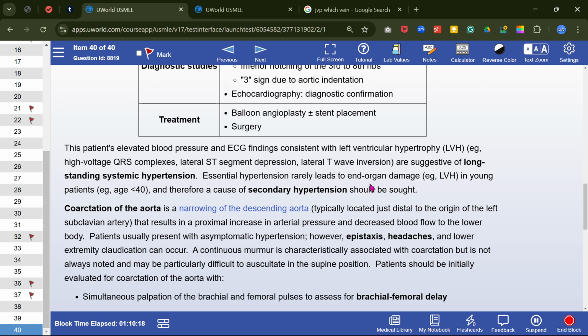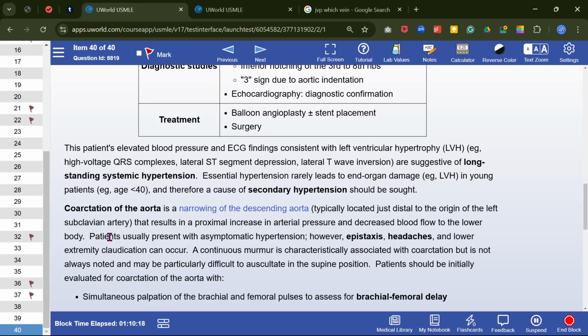Essential hypertension rarely leads to end organ damage, such as left ventricular hypertrophy, in young patients, age less than 40. Therefore, a cause of secondary hypertension should be sought. Coarctation of the aorta is the narrowing of the descending aorta, typically located just distal to the origin of the left subclavian artery, that results in a proximal increase in arterial pressure and decreased blood flow to the lower body.